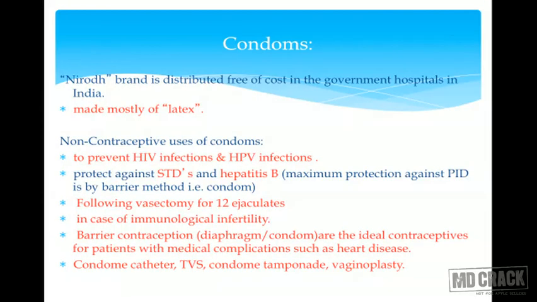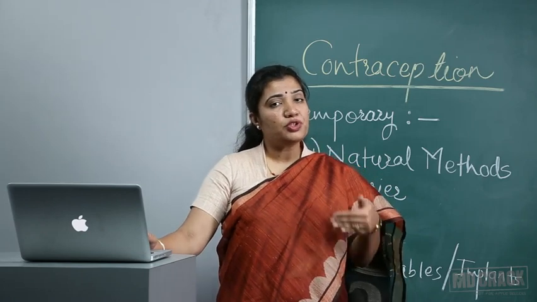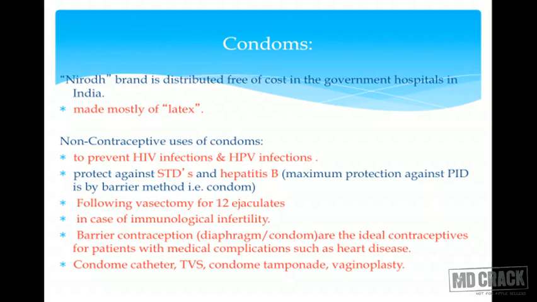Non-contraceptive uses: it prevents HIV infection, the biggest advantage. It also protects against STDs and hepatitis B. It gives maximum protection against PID. A question can be formed this way: instead of asking which contraceptive gives protection against STDs, they can ask which one will protect against PID, and the answer is barrier. Following vasectomy, even though it is a permanent method of sterilization, sperms can be present in the conducting system for almost 12 ejaculates. So for 12 more ejaculates after the operative procedure, the man has to use condoms to avoid pregnancy.